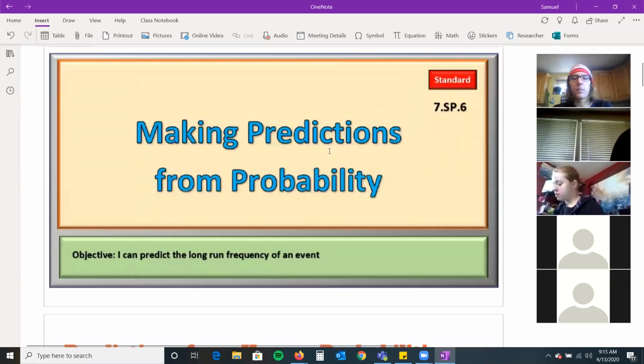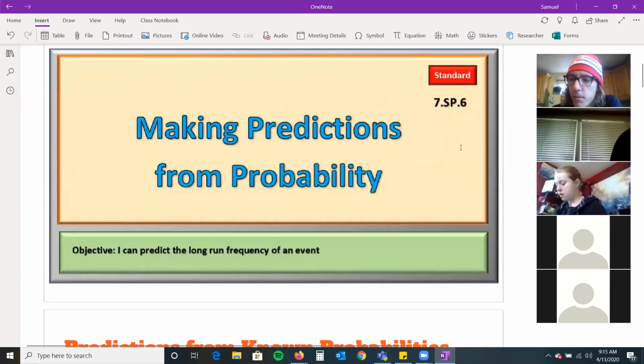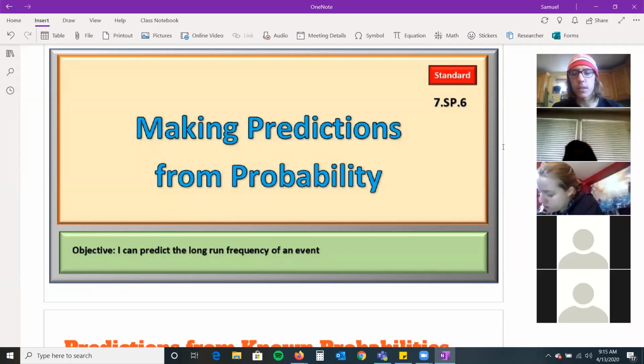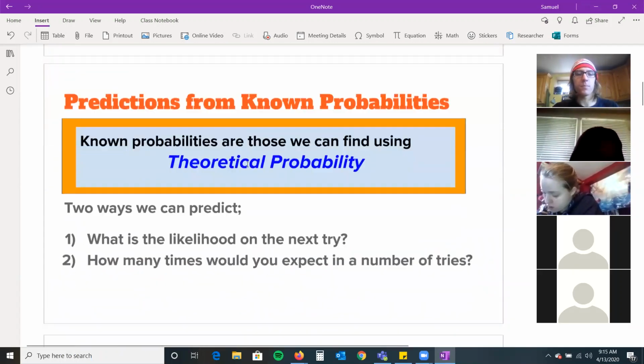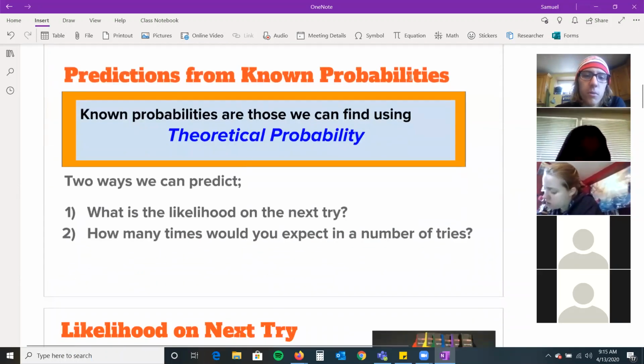So your slides should look something like this, making predictions from probability. So today we're talking about doing just that, being able to predict the long run frequency of an event. So looking forward, predictions from known probabilities. Known probabilities are those we can find using theoretical probability.